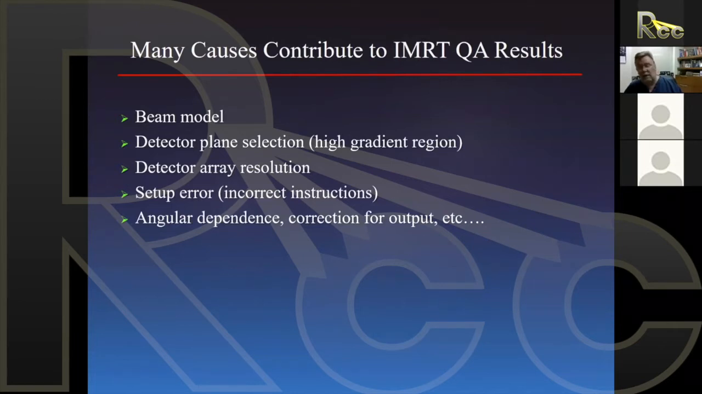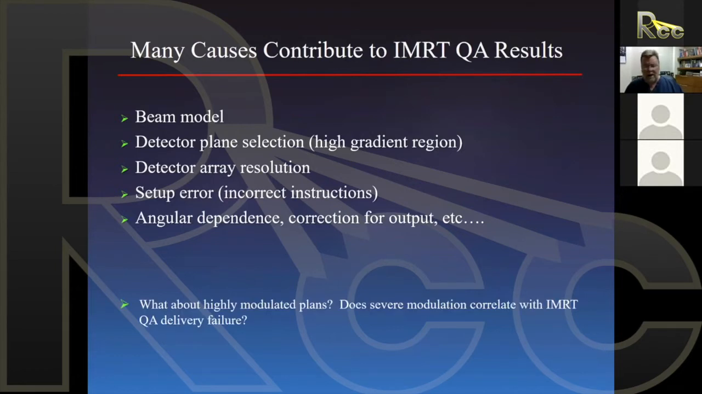You need to correct for beam output, because the planning system always thinks you're irradiating 1 centigray per monitor unit for standard conditions, where in reality, your LINACs don't always run perfectly. Also, the detector response needs to be checked each time.